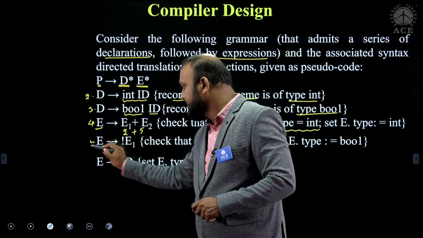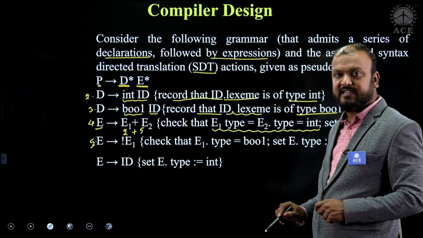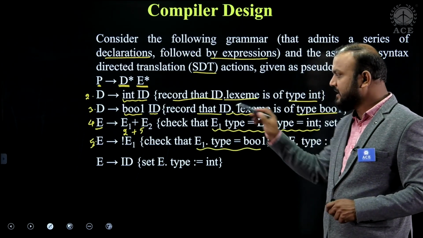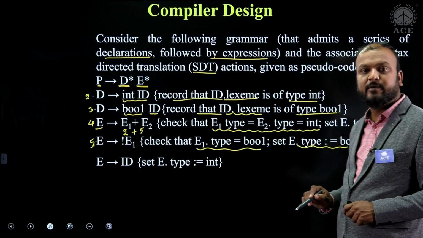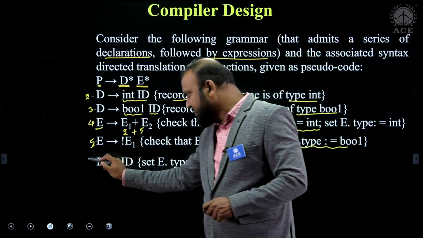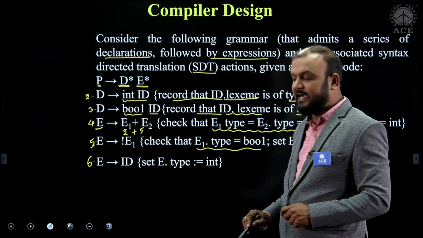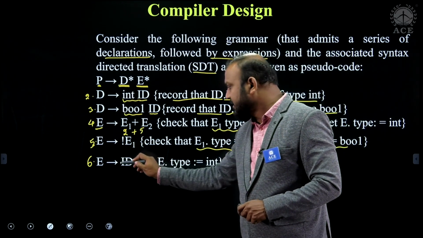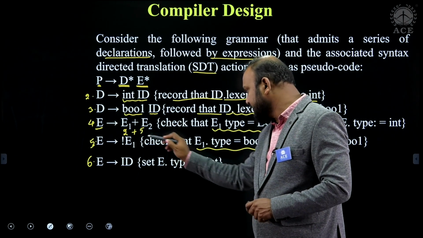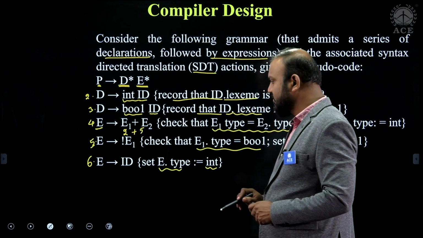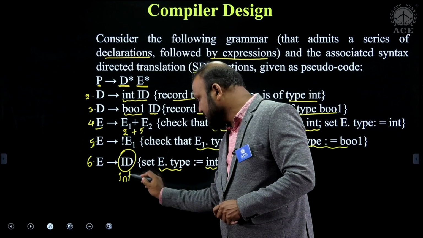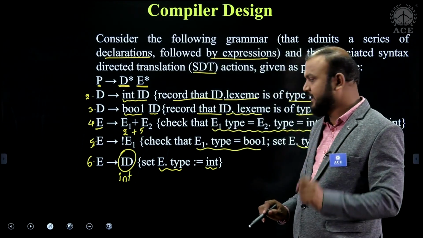And the fifth one, E tends to not E1, is checking the type of E1. If it is boolean, then the type of E is also required to be boolean. It is checking the boolean type expressions. And the last one you look at, E tends to ID. It means that the expression becomes ID and the type of E should be integer. What does it mean? The type of identifier that is going to be derived here is always of type integer.